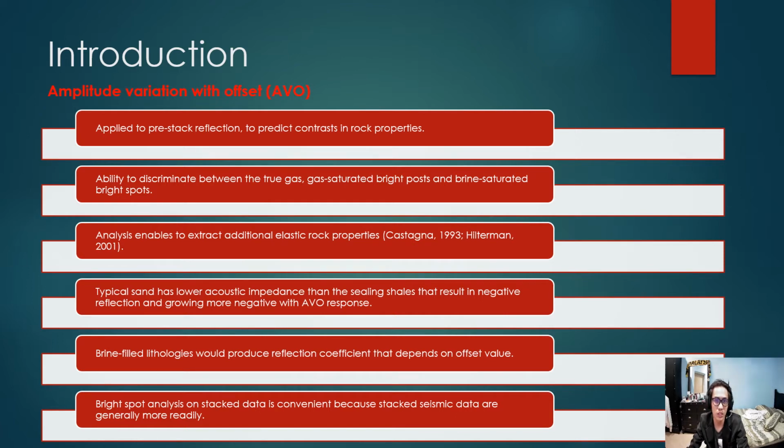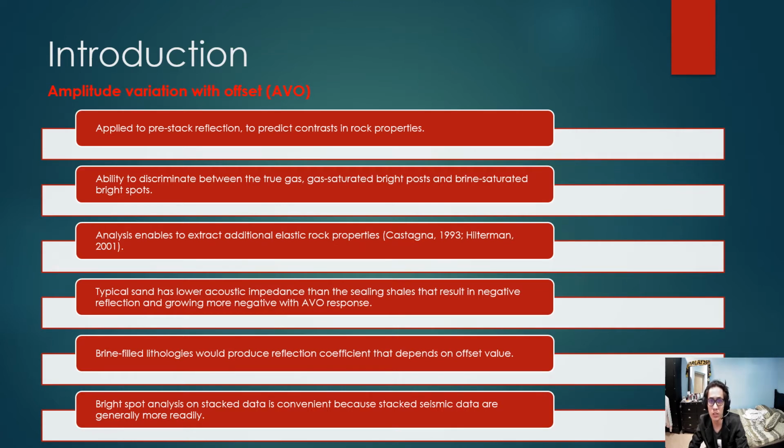The typical gas sand has a lower acoustic impedance than the saline shales and will produce a negative reflection coefficient at near offsets. The magnitude of these reflections gets increasingly larger or more negative with offset in a class 3 AVO response. So next, brine-filled lithologies will have a reflection coefficient whose magnitude will decrease or dim out as the offset increases.